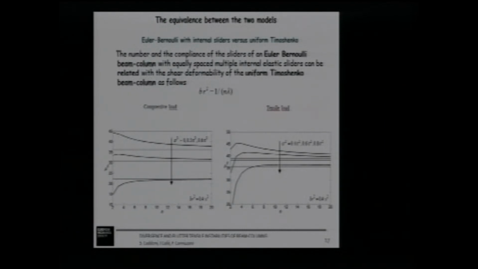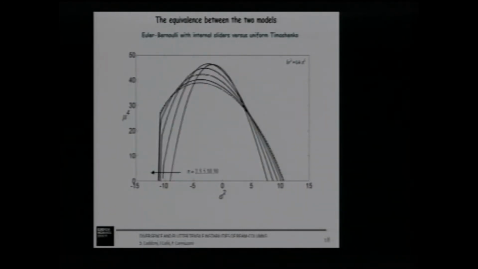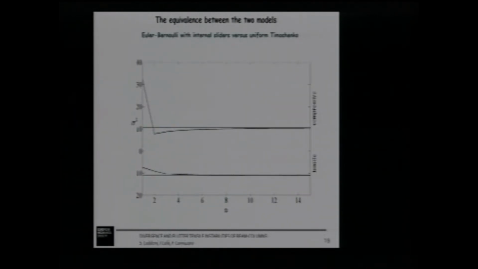And this can be found also in terms of eigenfrequency curves. For a given shear stiffness, we plotted the dashed line, which represents the Timoshenko uniform beam column, and several curves relative to the Euler-Bernoulli beam column with an increasing number of equally spaced internal sliders. Also, in terms of critical loads, we can see that the more we increase the number of internal sliders, the more the curve relative to the Euler-Bernoulli model approaches the Timoshenko uniform beam column.